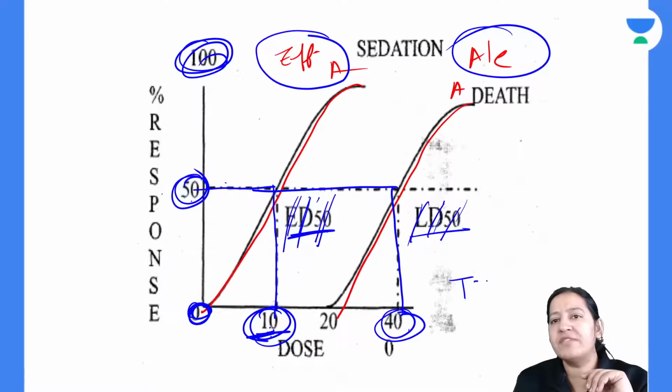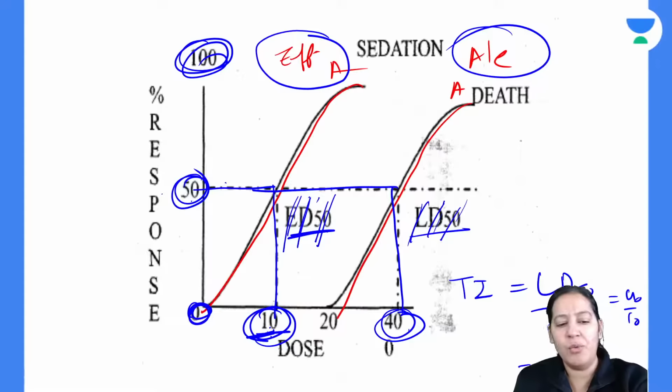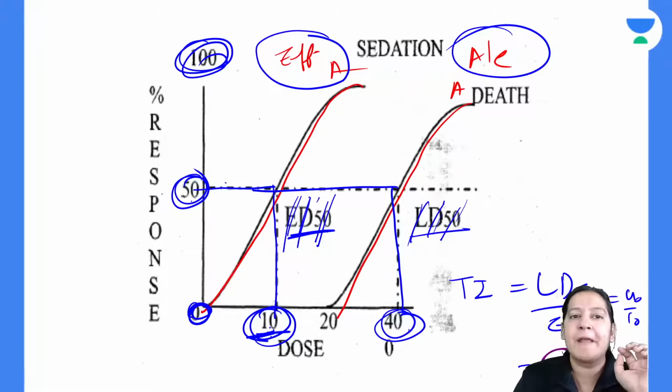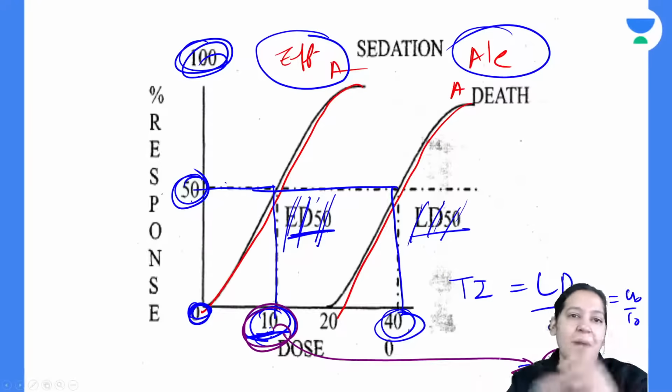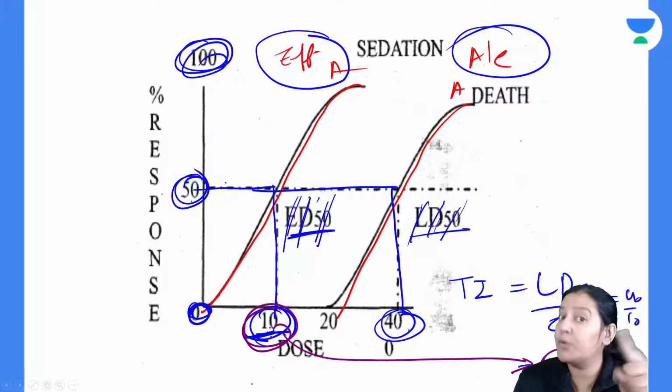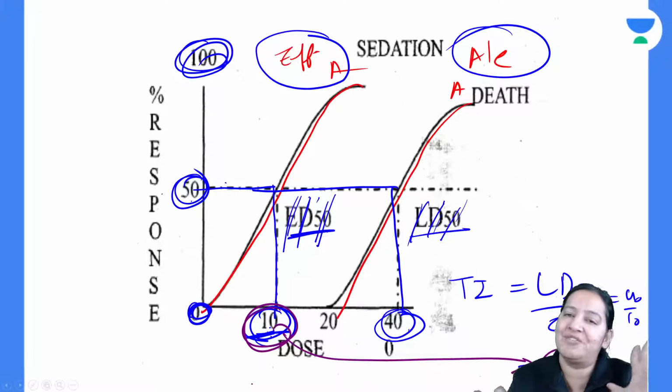So what is the formula of therapeutic index? It is LD50 upon ED50. Apply this formula here. It is 40 by 10. So it is 4. What do you mean by 4? 4 means if you increase the therapeutic dose 4 times, patient will die. So 4 times तक का margin है. Instead of 10, you can do 20, you can do 30. But if you have done 40, patient can die. 50% of the patients will die.